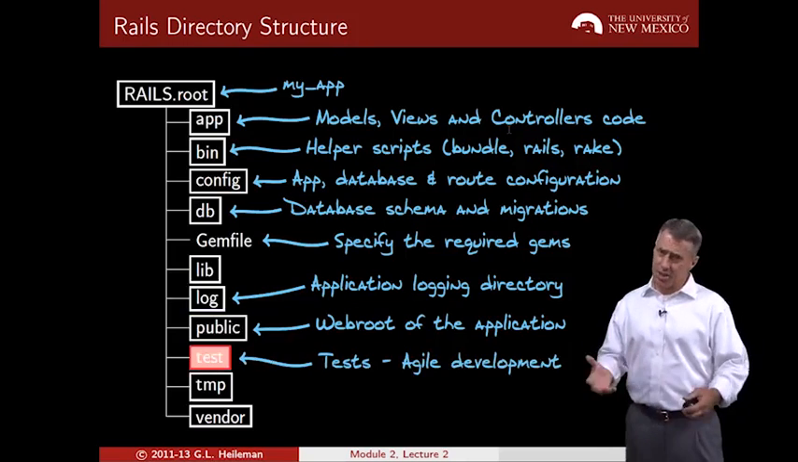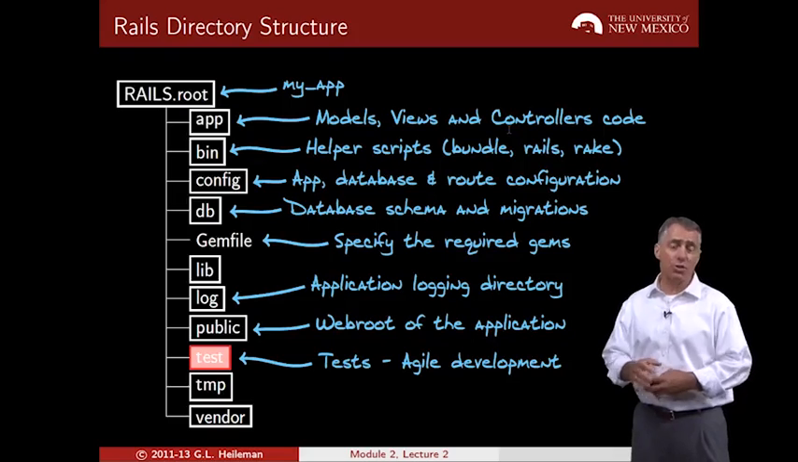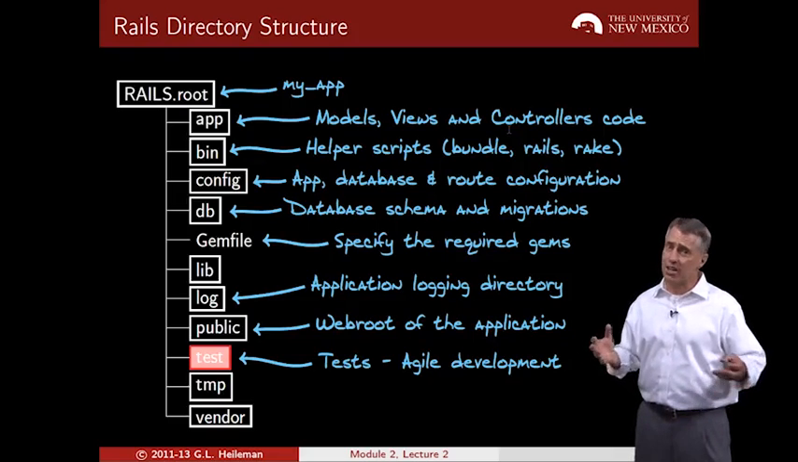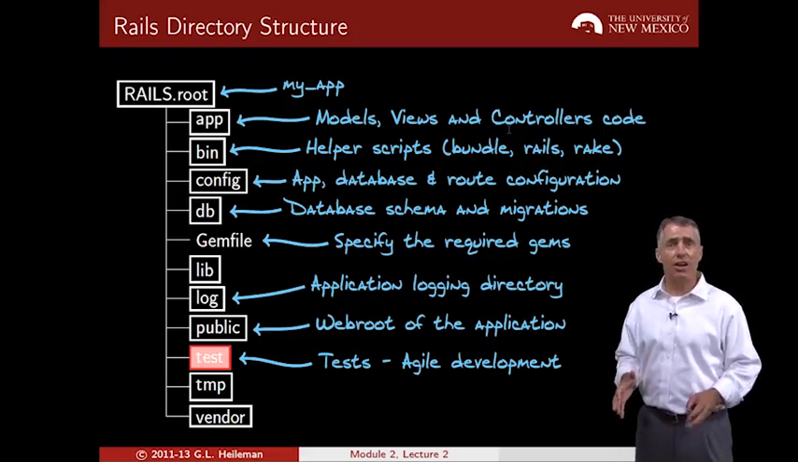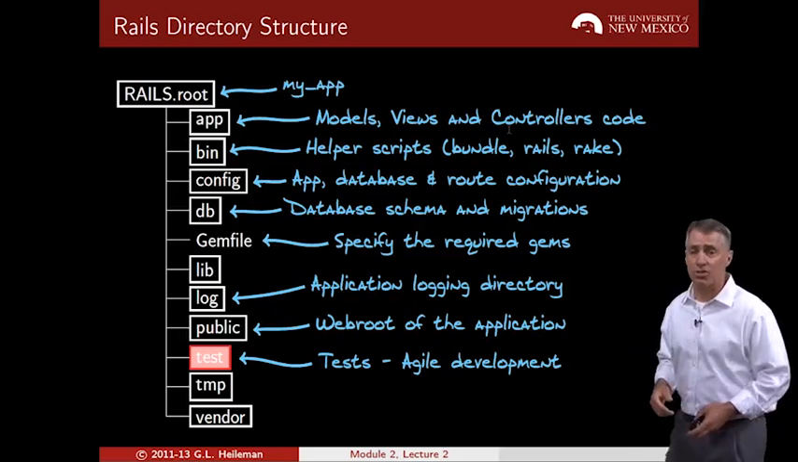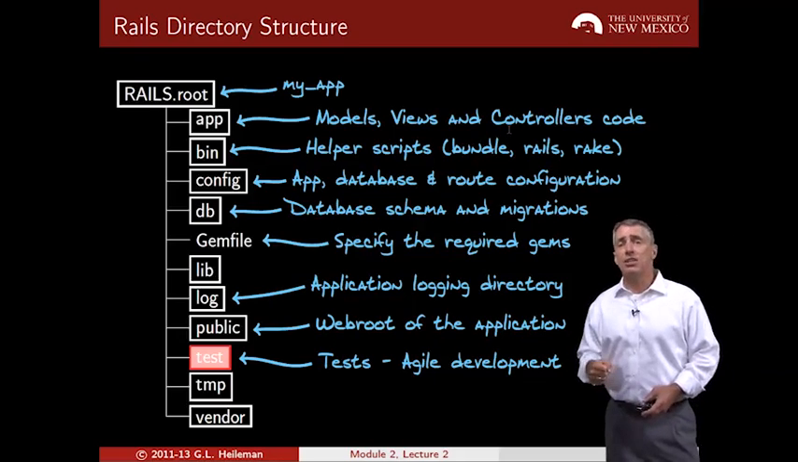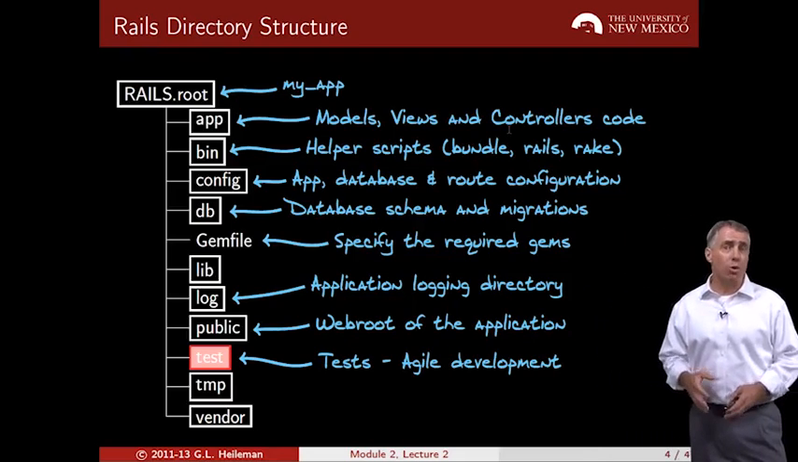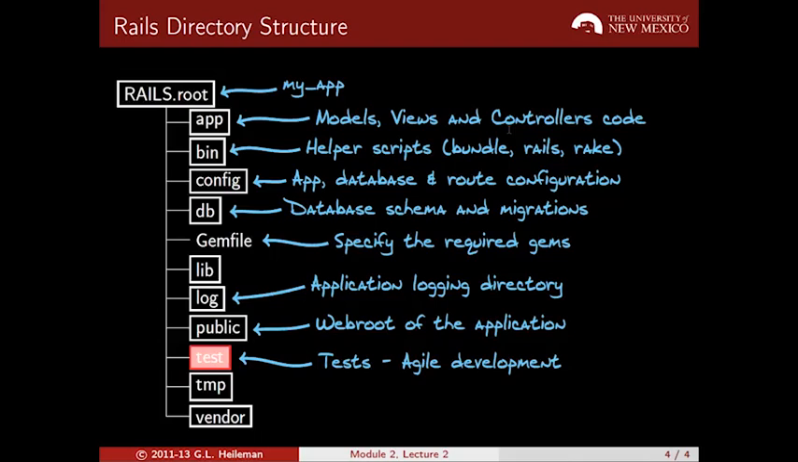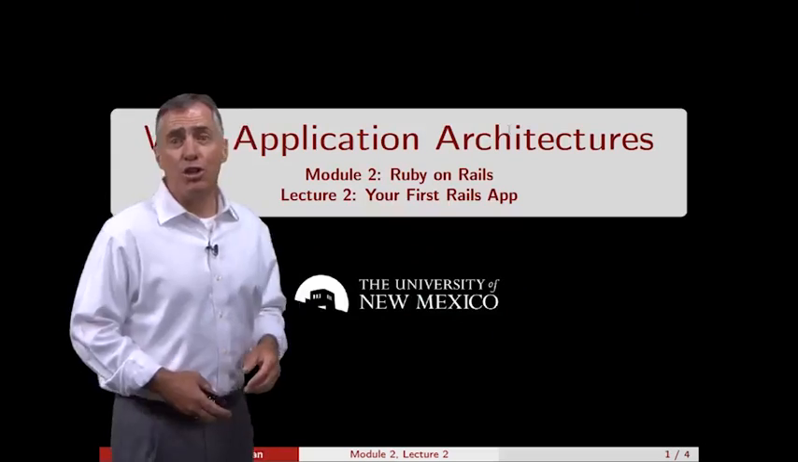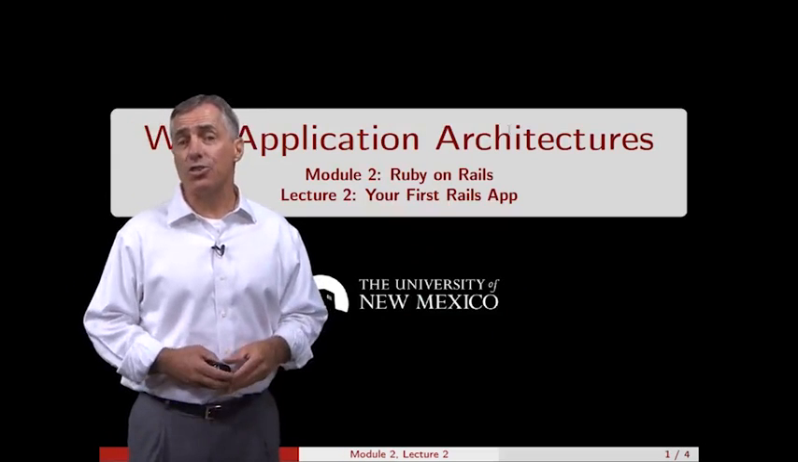And finally, in the test subdirectory, as I've already shown you, this is where all your tests exist. Now testing, again, is part of an agile development process that we'll talk about a lot more in subsequent lectures. So this is the list of subdirectories that the Rails application creates for you. It's very important that you get to know these because this is how you'll modify and change your applications. So this completes the second lecture in Module 2.